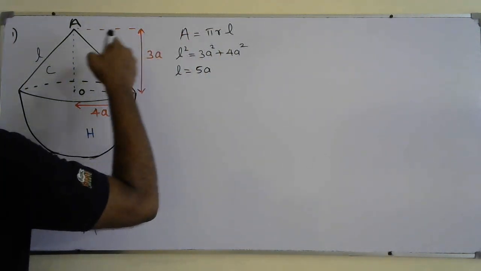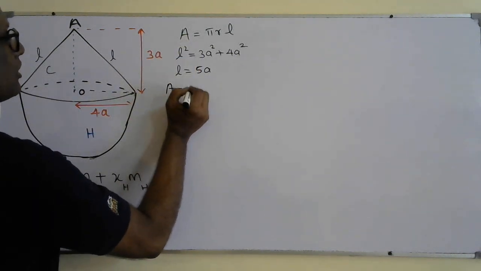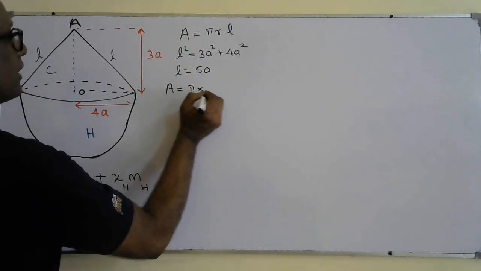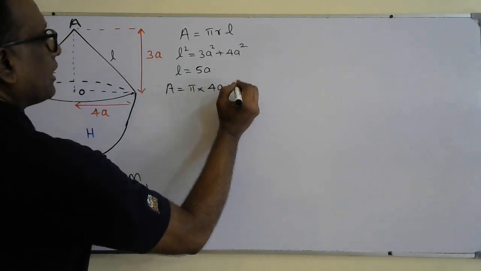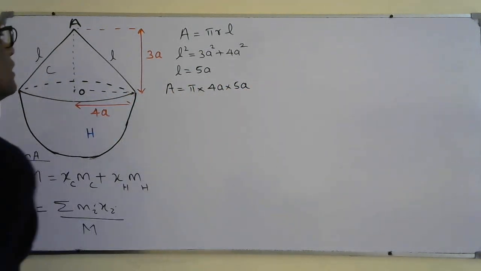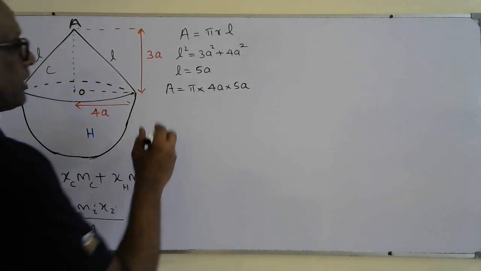So the surface area of the cone, that is equal to pi RL. So pi, the radius is 4a into L, 5a. So you will get the area. So from that we can find the mass of the conical shell.